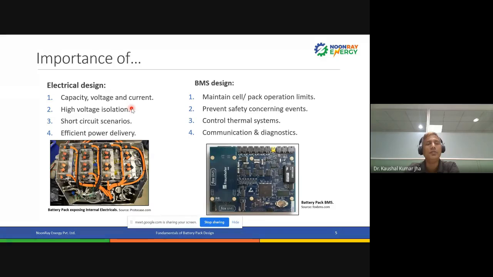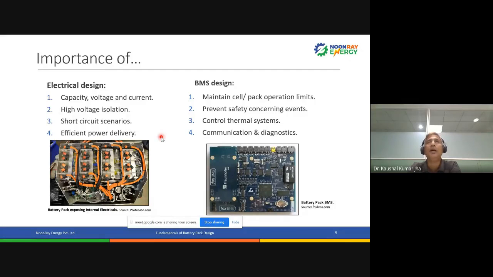The other thing we need to look at in electrical design is high voltage isolation. In India, anything below 120 volt DC we say is low voltage, and anything above 120 we say is high voltage. The simple definition of low and high voltage is that a direct touch is generally not harmful in the low voltage case. However, in the high voltage case, it is harmful to humans. So whenever we make high voltage battery packs, we need to have high voltage isolation.